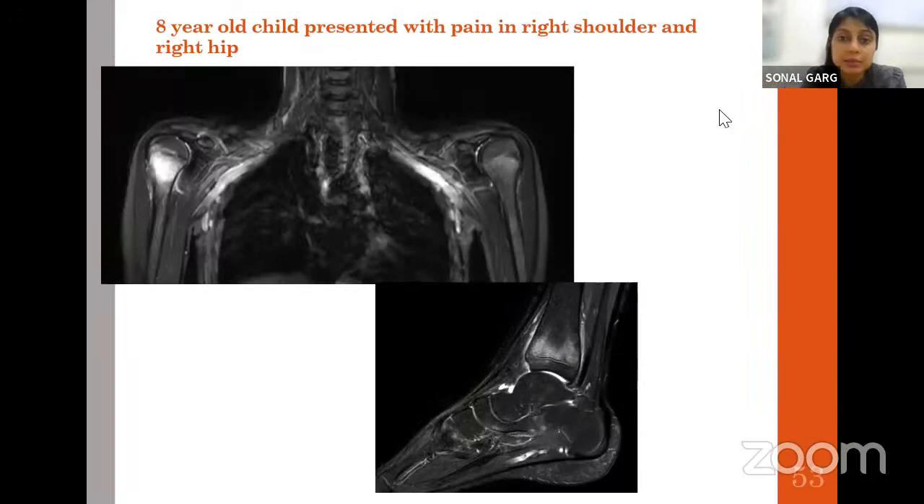Now, this is the next case of another imaging technique that we have. So this is an 8-year-old child who presented with pain in the shoulder and the right hip. Now, these are two completely non-contiguous joints. So how do we image them both in one go? So we've imaged the shoulder over here by just doing one STIR coronal image. And you can see that there is abnormal marrow signal within the metaphysis of the humerus.